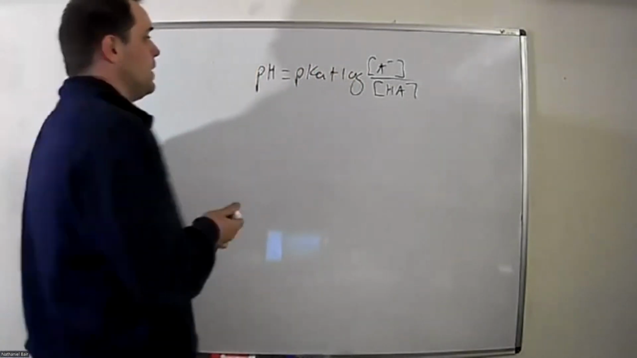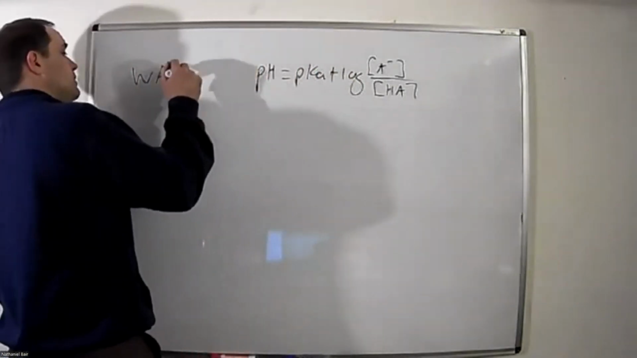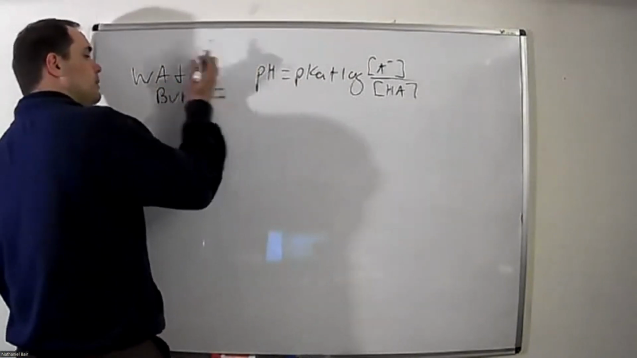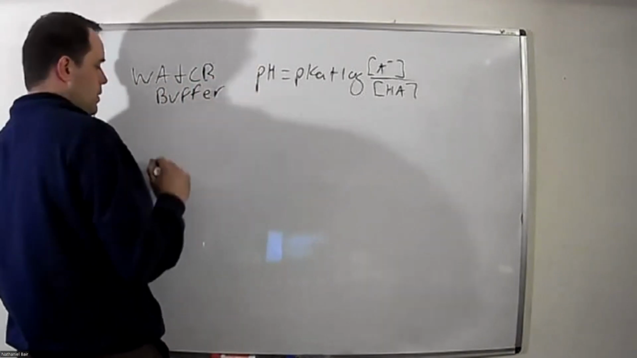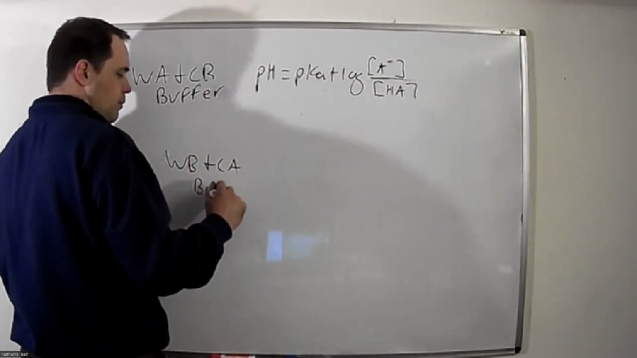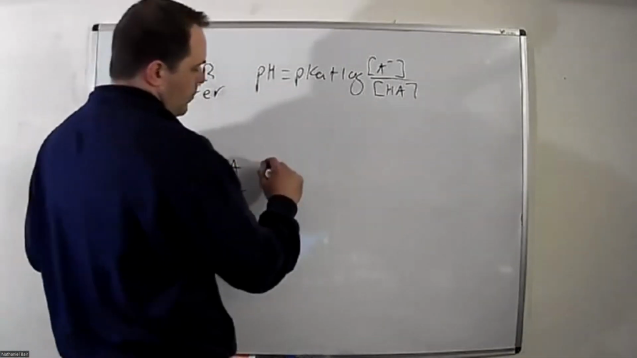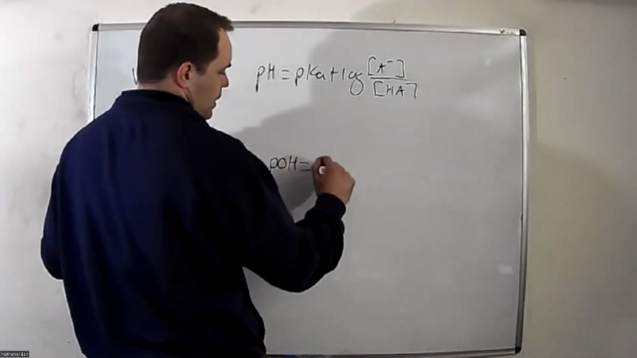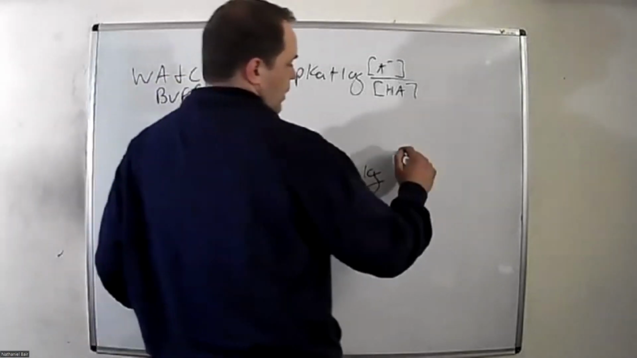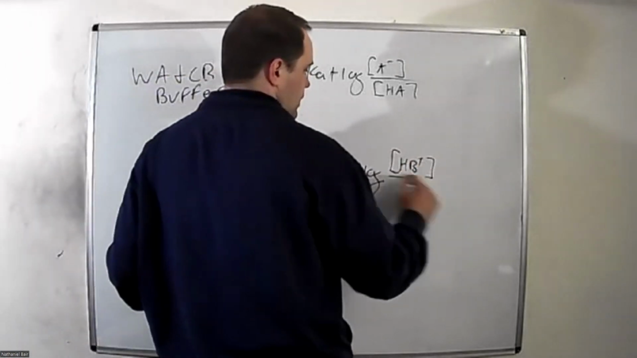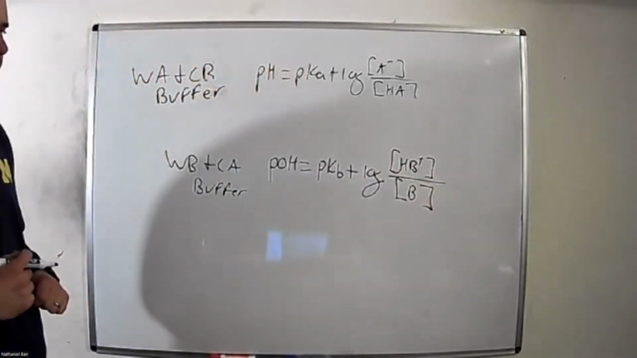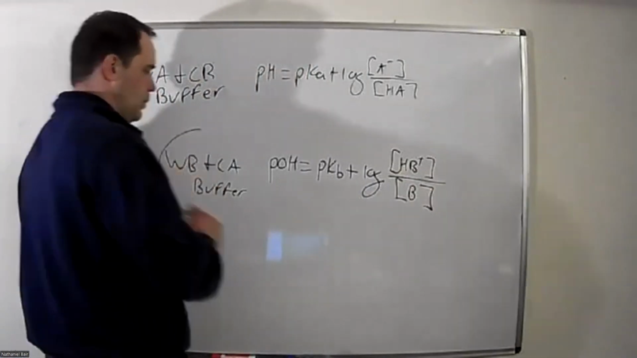So this is a weak acid conjugate base buffer. This is the formula we would use. What's the formula for a weak base and conjugate acid buffer? Well, that would be the pOH equals the pKb plus the log of the conjugate acid over the base. So tuck this formula away somewhere.